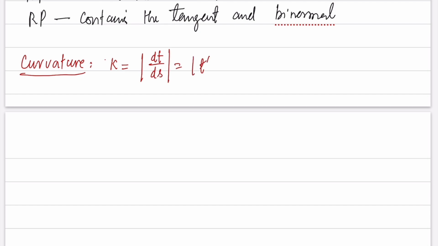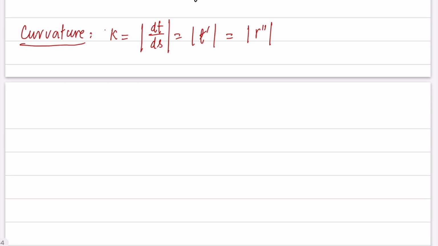This is denoted by kappa, which is defined as the derivative of the tangent, dT by ds, because we know that the derivative represents the rate of change of a curve at a particular point. So the rate of change of direction of a tangent will be called the curvature of a curve, and this can also be defined as r double dash. And similarly, we have another term associated with the curve, that is torsion.